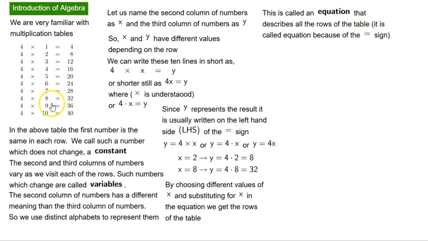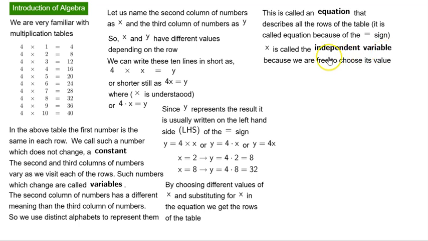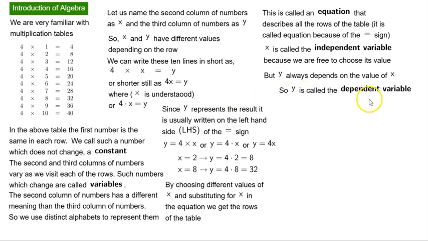X is called the independent variable because we are free to choose its value. But y always depends on the value of x, because once you have chosen the value of x, y's value is already determined. So it is called the dependent variable. The 4 in 4x is called the coefficient of x.